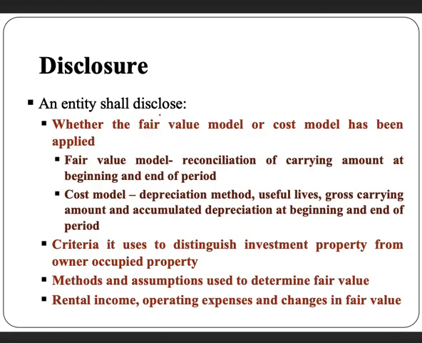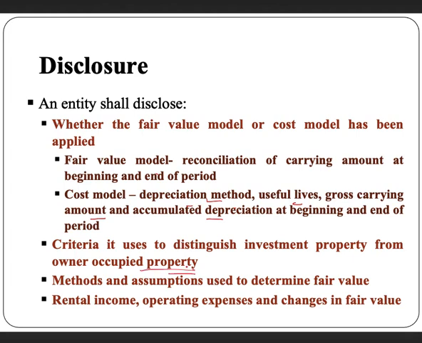Okay, so this is disclosure: whether the fair value model or cost model has been applied. What is the one that is chosen by your company? You need to disclose that in your annual report, in your financial statement. If it is a fair value model, then you have to show the reconciliation of the carrying amount at the beginning and at the end of the period. If you use the cost model, then you have to disclose the depreciation method used, the useful life of the asset, the gross carrying amount, and the accumulated depreciation. This information is not required when you adopt the fair value model because depreciation is not calculated under the fair value model. And then another disclosure is the criteria used to distinguish IP from OOP.